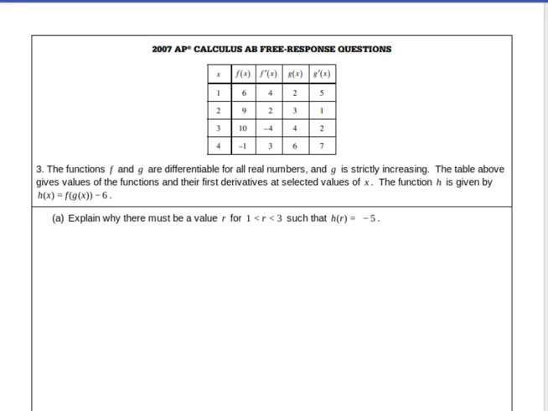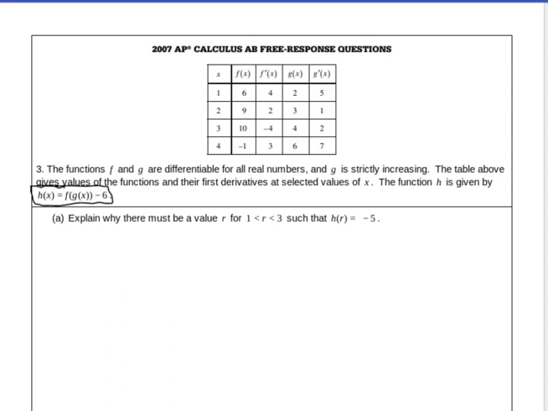Everybody, this is the 2007 free response question number 3. So we've got functions f and g that are differentiable. G is strictly increasing. The table above gives values of the functions and their first derivatives at selected values of x. And we've got the function h is given by this equation right here. So f of g of x minus 6.